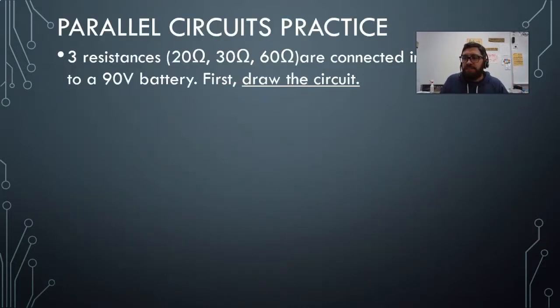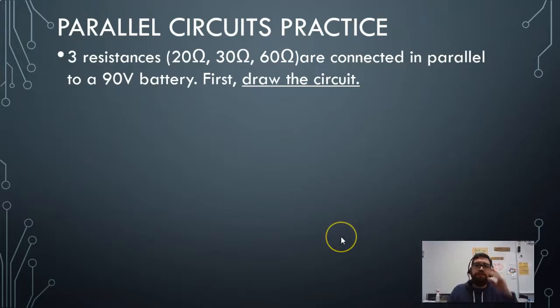So this one says I got 3 resistances, 20, 30, and 60 that are connected in parallel to a 90 volt battery. Like before, I just want you to practice drawing the circuit. You're going to need to draw the circuit on your homework as well. So just go ahead and pause the video and draw this circuit.